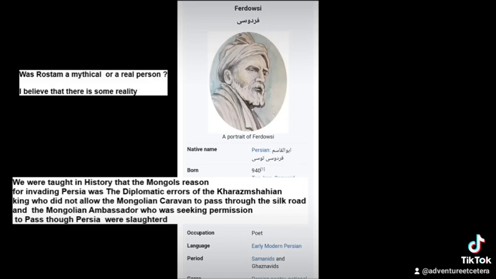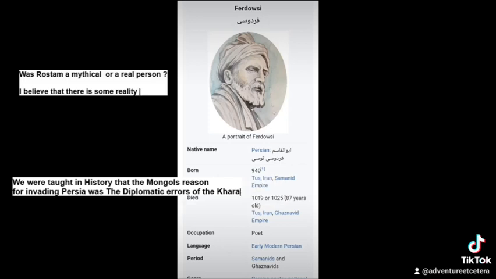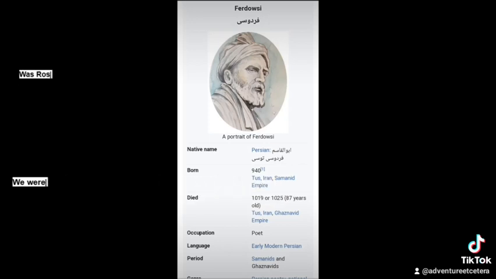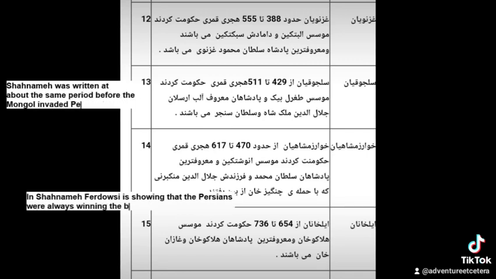We were taught in history that the Mongols' reason for invading Persia was the diplomatic errors of the Khwarezmshahian king, who did not allow the Mongolian caravan to pass through the Silk Road, and the Mongolian ambassador who was seeking permission to pass through Persia was slaughtered. This is at least what we were told in the history books today.